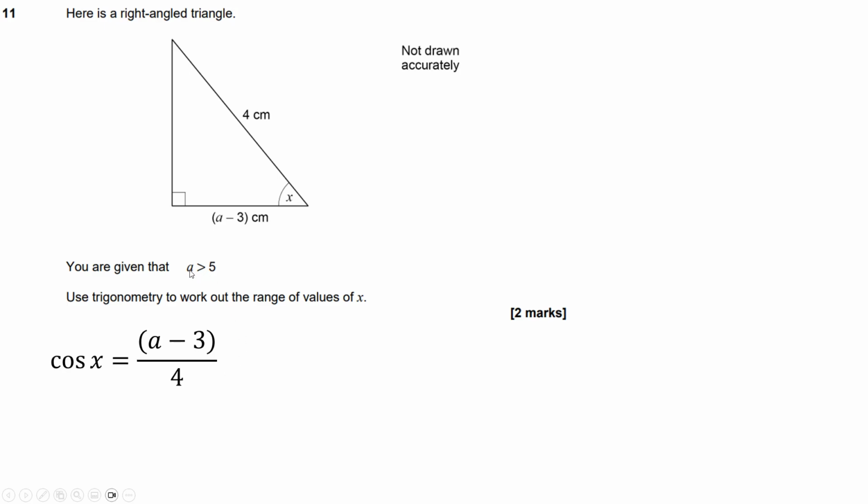So let's do that. We need a minus 3 over 4. How do we turn this into a minus 3 over 4? Well, we can minus 3 from both sides, and then we want to divide by 4. So a minus 3 over 4 is going to be greater than a half. That's useful, because it means that cosine of x will also be greater than a half.